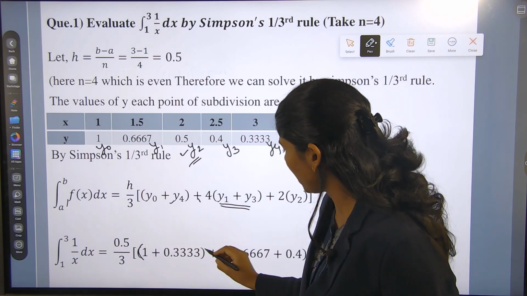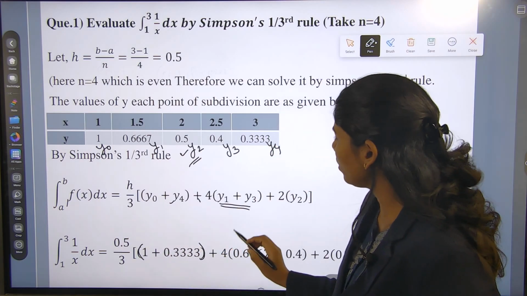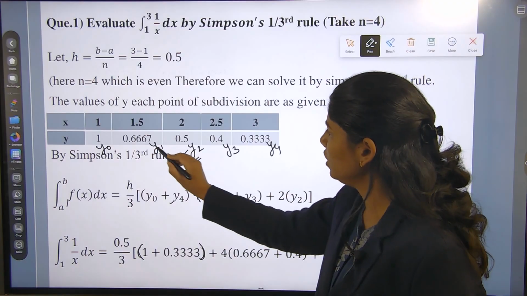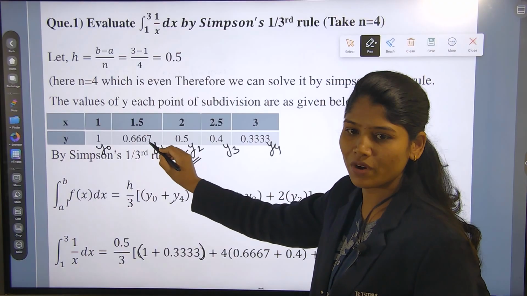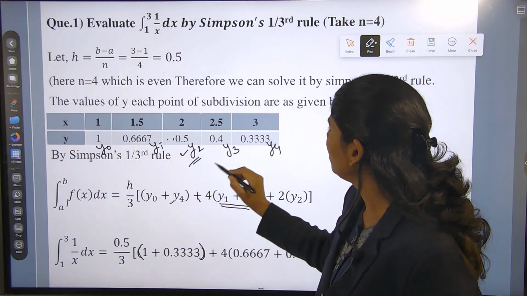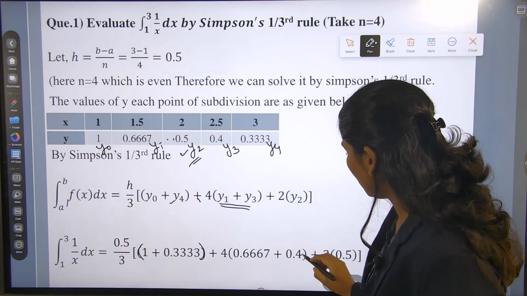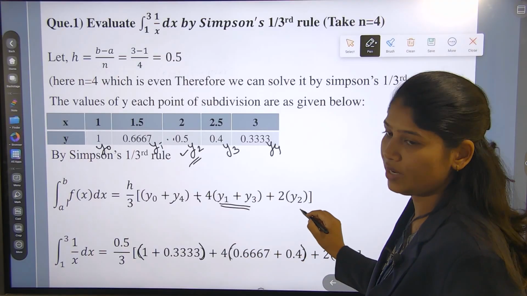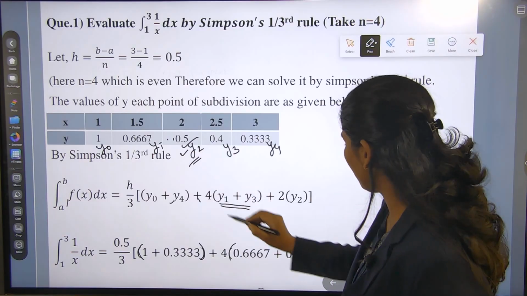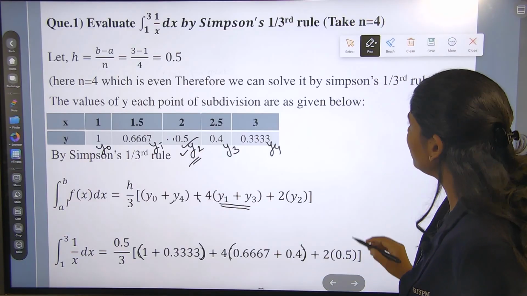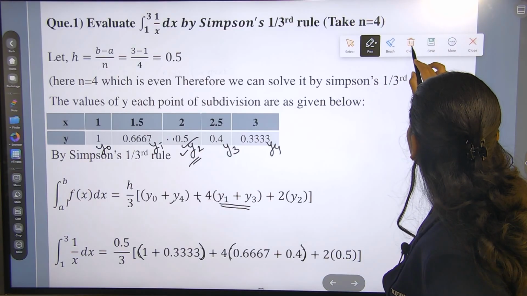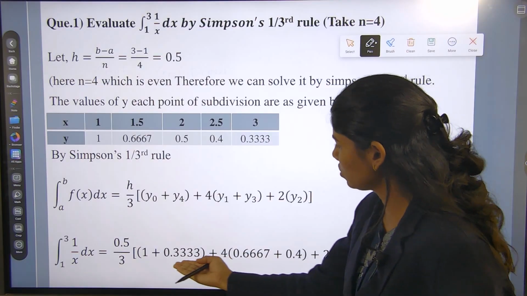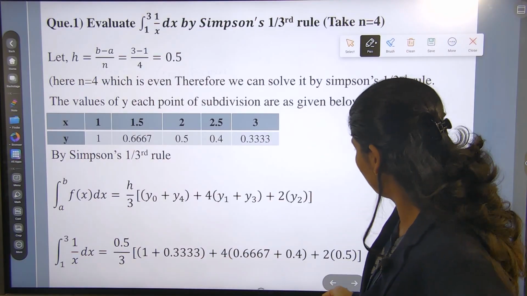Complete the first bracket, plus 4 times y1 plus y3. So the y1 value is 0.6667 plus 0.4. Again, complete the second bracket, plus 2 times y2. So y2 is 0.5, so 2 into 0.5. Then solve this bracket first.